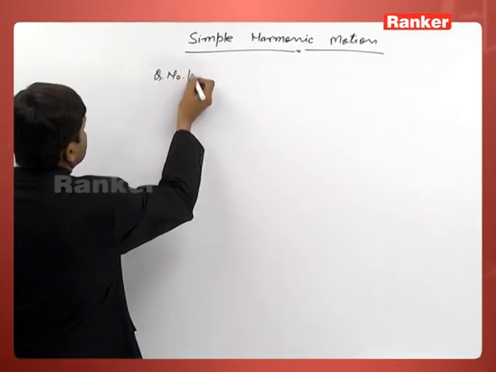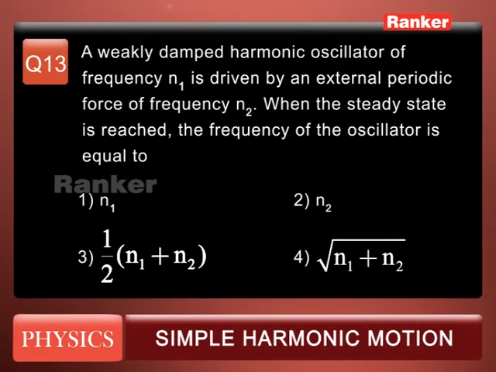Now question number 13. The question is given as: a weakly damped harmonic oscillator of frequency N1 is driven by an external periodic force of frequency N2. When the steady state is reached, the frequency of the oscillator is equal to: first option N1, second option N2, third option (N1 plus N2) by 2, and the fourth option root over N1 N2.